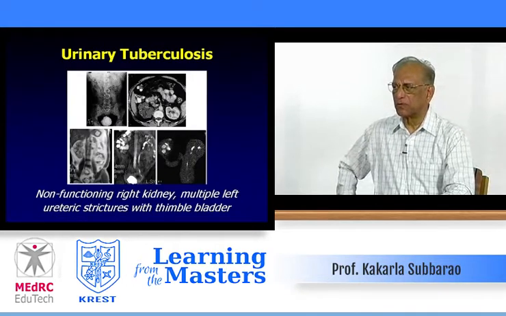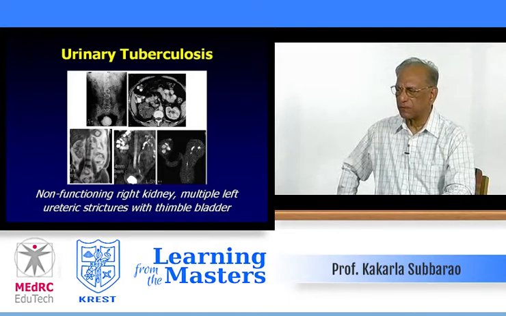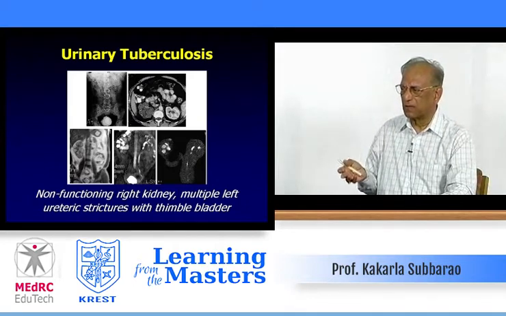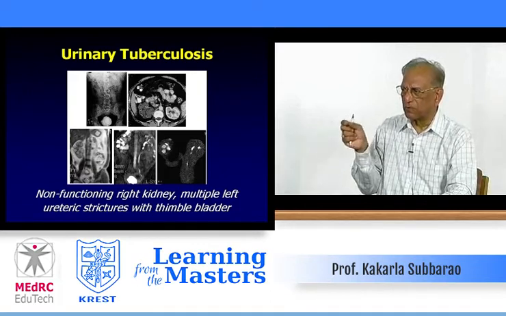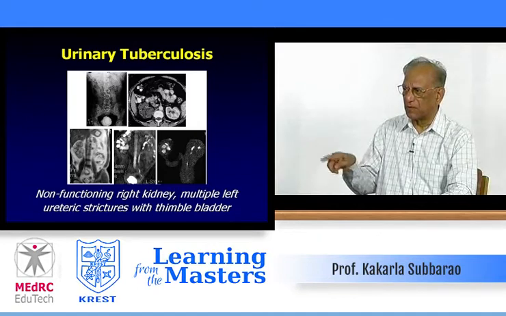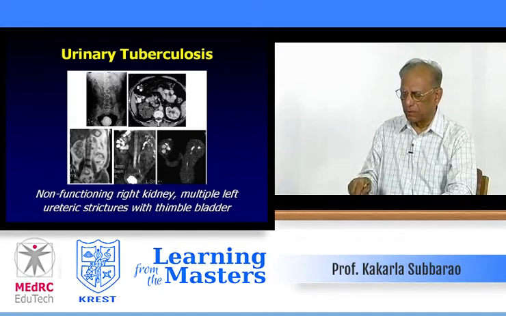Again, some more examples of urinary tract tuberculosis. Non-functioning right kidney with multiple left ureteric strictures with a thimble type of bladder. On the right side, note on CT, there is a hydronephrosis, rather we should call it pyonephrosis.